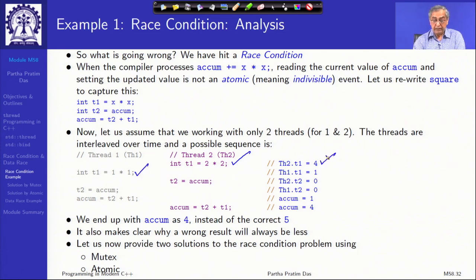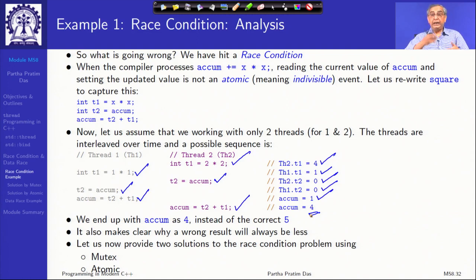In thread 2, T1 is 4; in thread 1, T1 is 1. Then it does this: in thread 2, T2 is 0, because the accumulator is initially 0; then in thread 1, T2 becomes 0 because the accumulator is still 0. Then it updates the accumulator. Thread 1 makes the accumulator 1, and then thread 2 makes it 4, but it should have been 1 plus 4, which is 5.